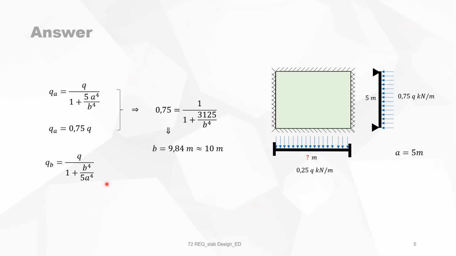Of course, you can now also use it the other way around. You start with QB, and we know that QB is 0.25 times the total load. Combine them together, and you have also the same result. So a slab which is fixed on both ends in one direction and simply supported in the other, with dimensions of 5 and 10 meters, has a load transfer of 75% to 25%.